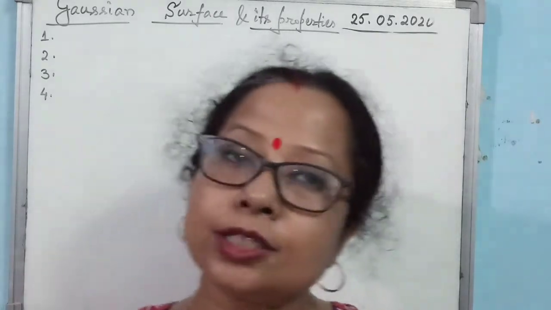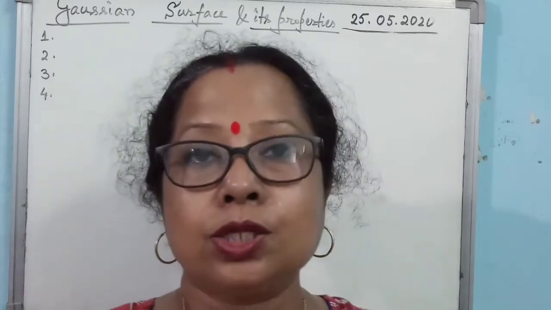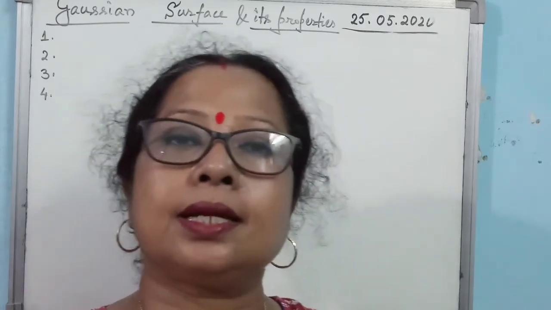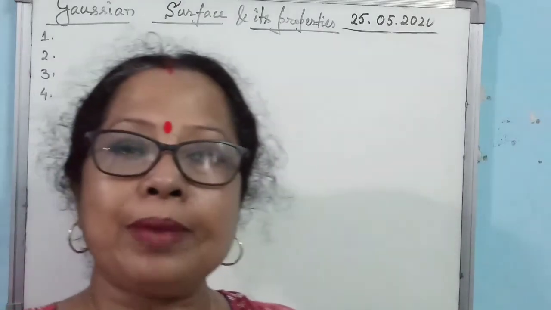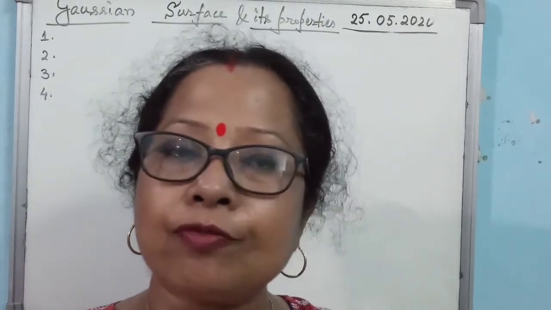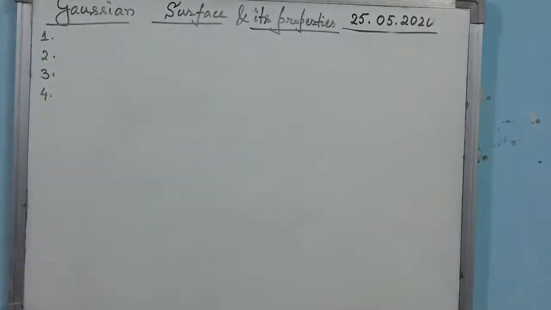Sometimes you may get the question this way: what are the characteristics of the Gaussian surface? So these are also considered as the characteristics of the Gaussian surface. The main 2 things are the closed surface and symmetry about the distribution of charge.